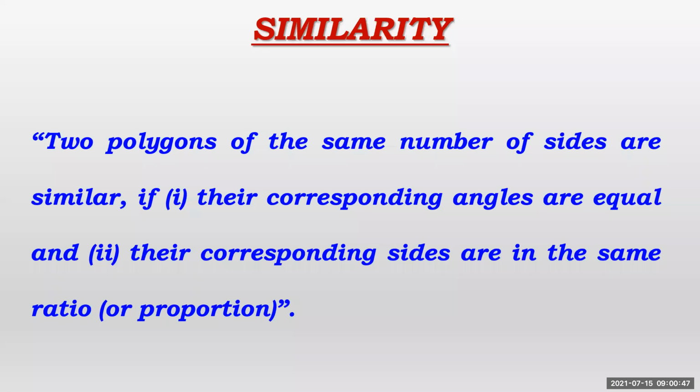Two polygons of the same number of sides are similar if their corresponding angles are equal and their corresponding sides are in the same ratio or proportion. So it may be a triangle, square, rectangle, or hexagon. Their corresponding angles are equal and their corresponding sides are in the same ratio.